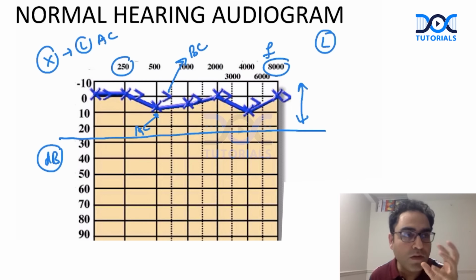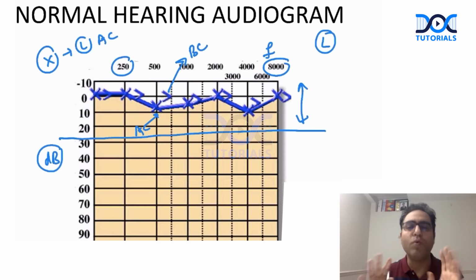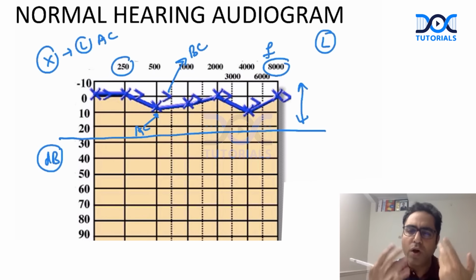Okay. Let me tell you a secret of ENT. Bone conduction line is always above. Upper line is always bone conduction. Just remember this crude rule.